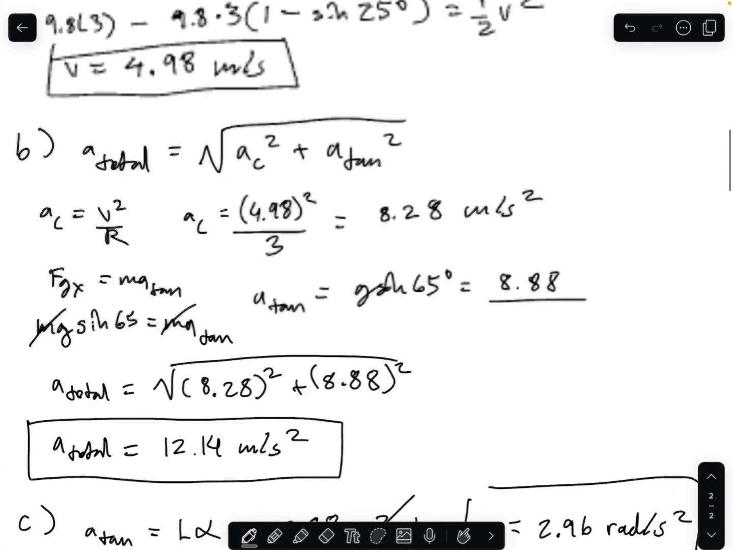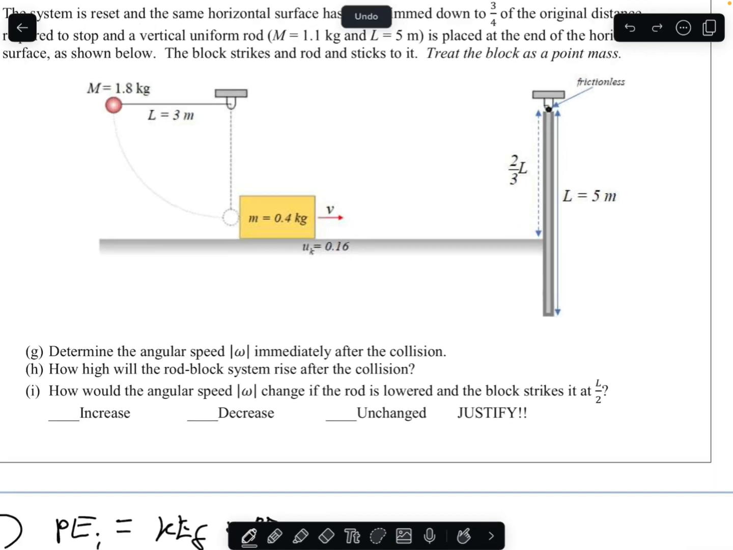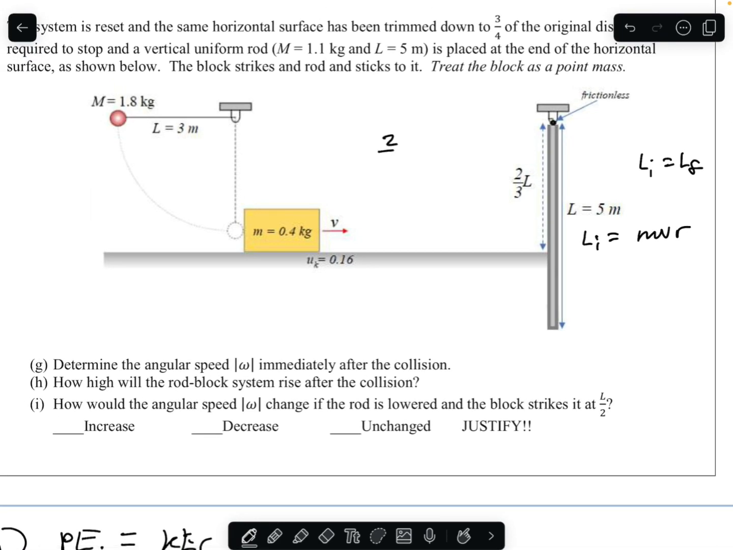Okay, so for the next part, I know Li is going to be Lf, and Li for this system is going to be mvr. Initially, the length was 2/3 L. When you change it to L over 2, both of these, this is going to become 4 over 6 L versus 3 over 6 L. When you look at it, this has a lower moment arm, and since it's lowered, it's going to decrease Li, or initial angular momentum.